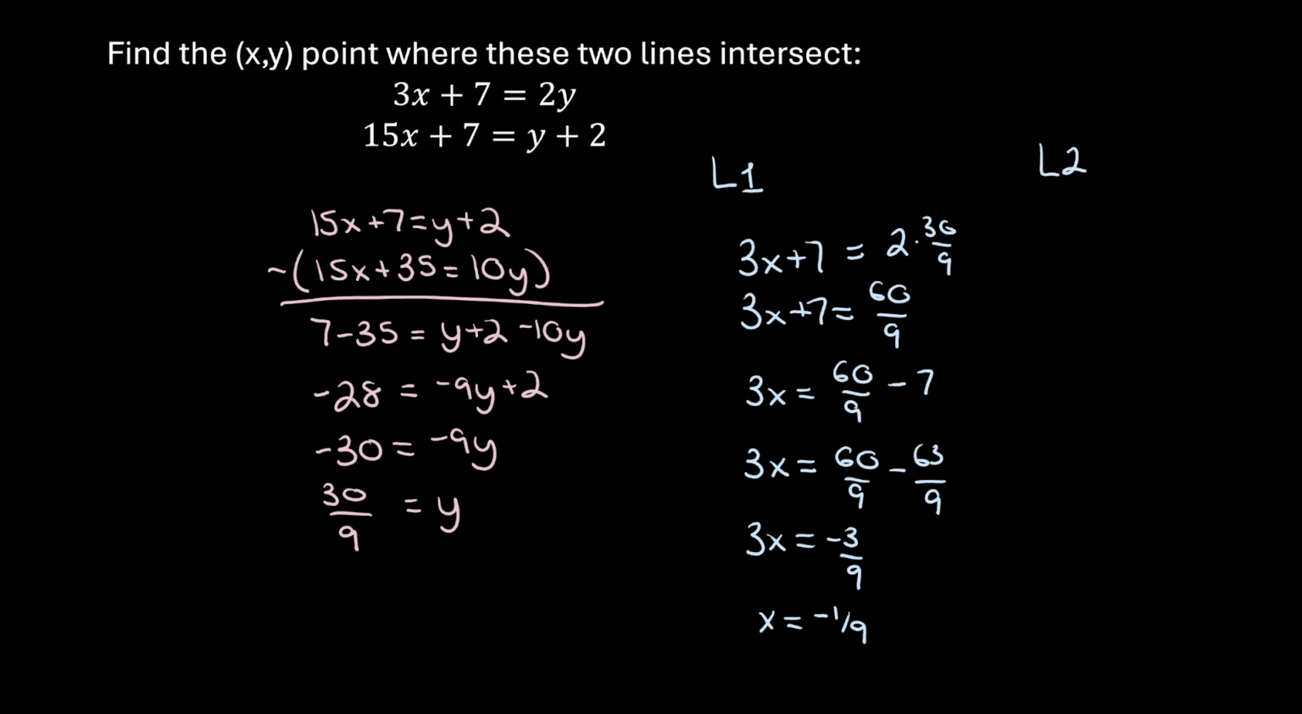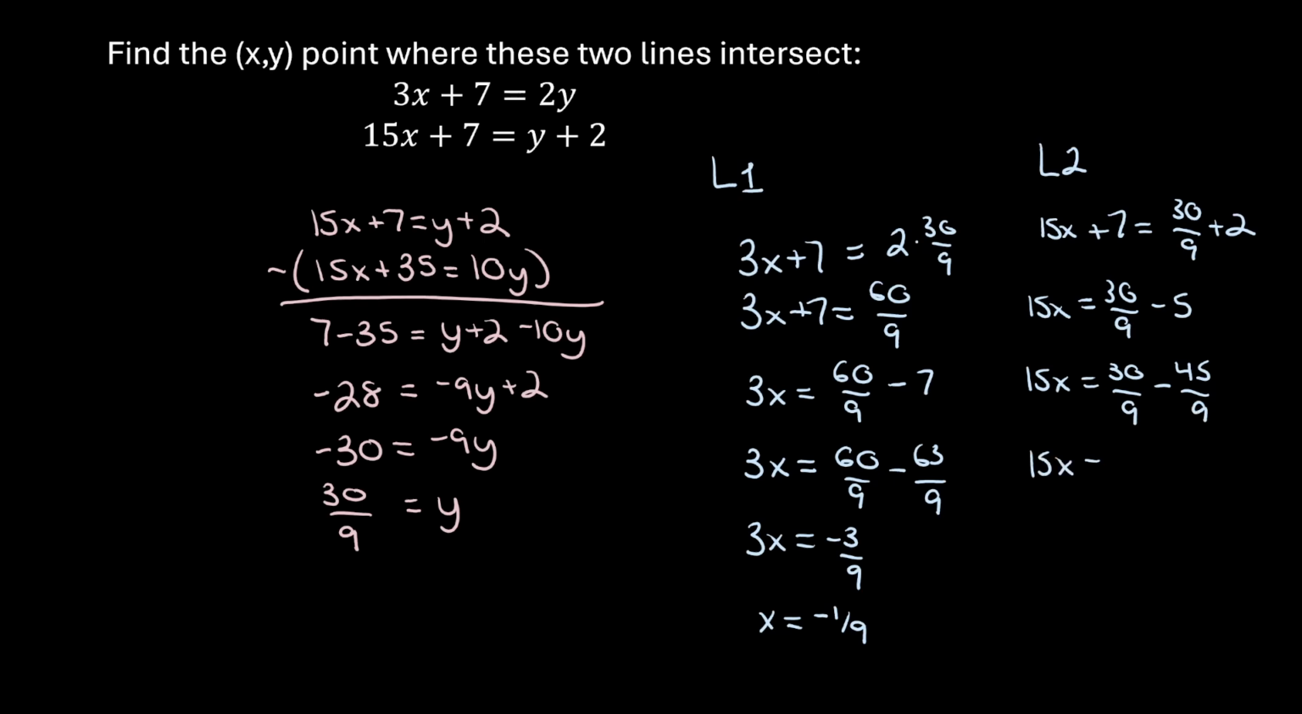Line 2, let's do the same thing. We're going to plug in 30 over 9 for y. So we have 15x plus 7 is equal to 30 over 9 plus 2. And so let's combine like terms. 15x is equal to 30 over 9, and I'm going to subtract 7 from the 2. So we're going to get negative 5. So 15x is equal to 30 over 9 minus 45 over 9, which is the same thing as saying 5. 15x is equal to negative 15 over 9. And if you divide by 15 on both sides, you're going to get x is equal to negative 1/9.